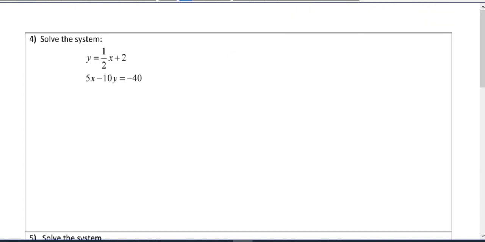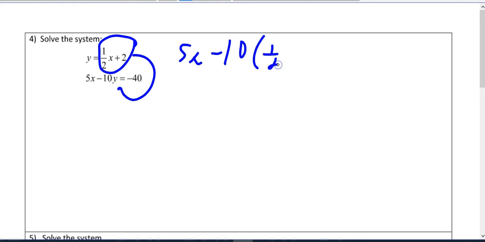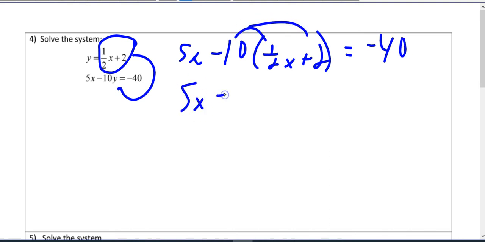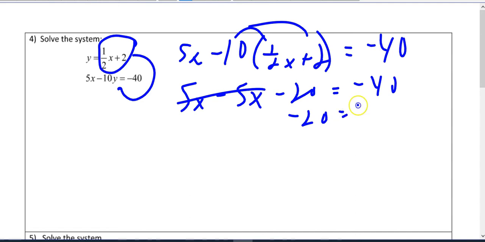Number 4. This is already solved for y, so I'm just going to plop it in here. 5x minus 10, take the y out and put in 1/2 x plus 2, equals negative 40. I'm going to distribute my negative 10 and get 5x minus 5x, half of 10 is 5, minus 20 equals negative 40. At this point, those cancel, leaving me with this statement, which is a lie. It's false, which means no solution. Now, if I was going to put this into Desmos, I would have to move this x over.